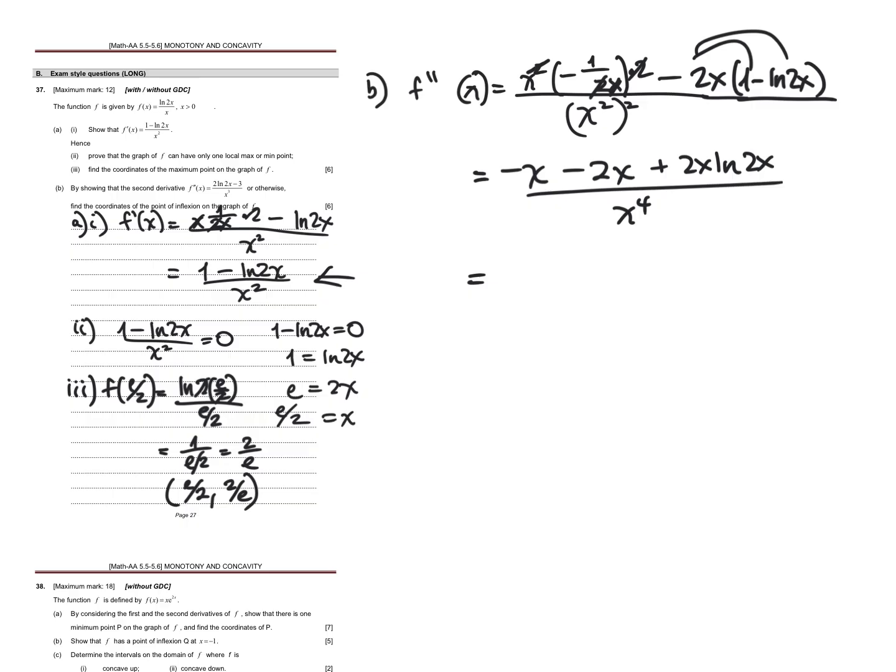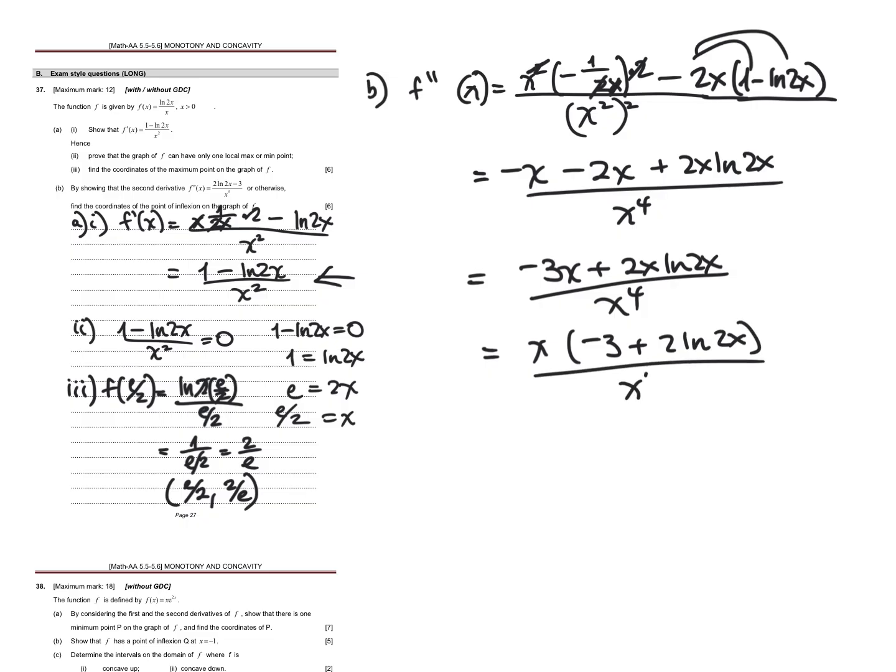So we can factor out, well, I'll do that in a second. So that's negative 3x plus 2x natural log 2x over x to the 4th, and we can factor out an x. So it's negative 3 plus 2 natural log 2x over x to the 4th. So then we get what they asked, 2 natural log 2x minus 3 over x cubed when the x cancels.